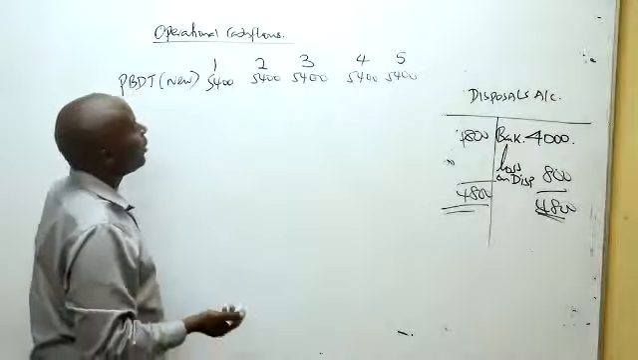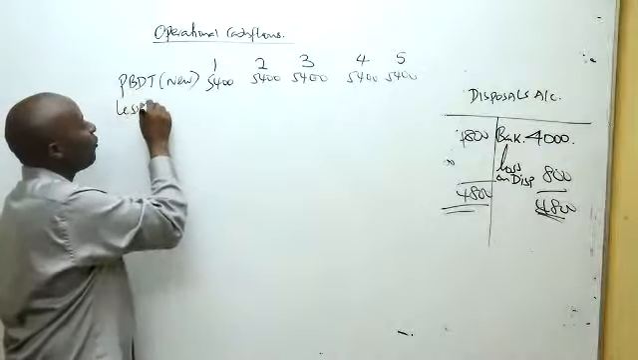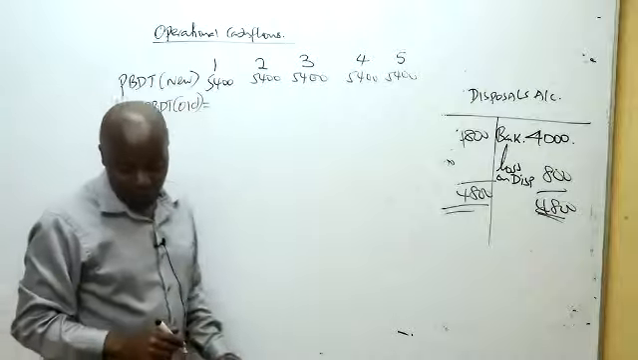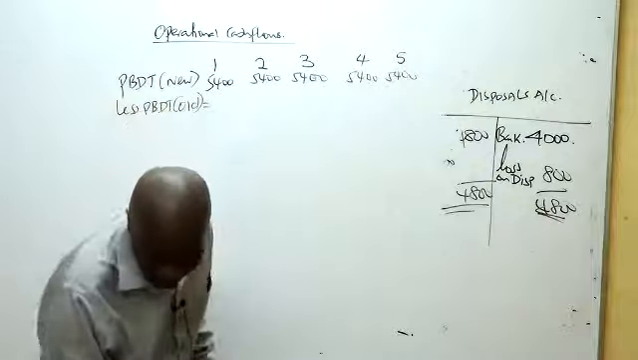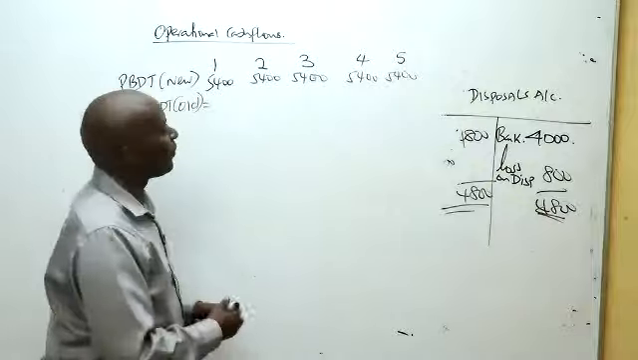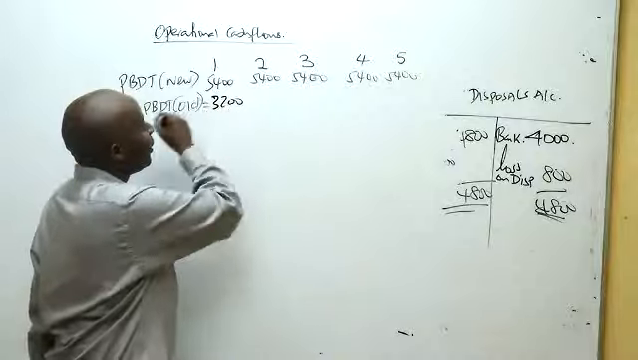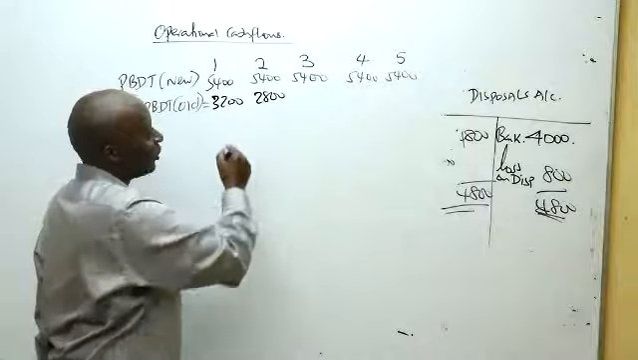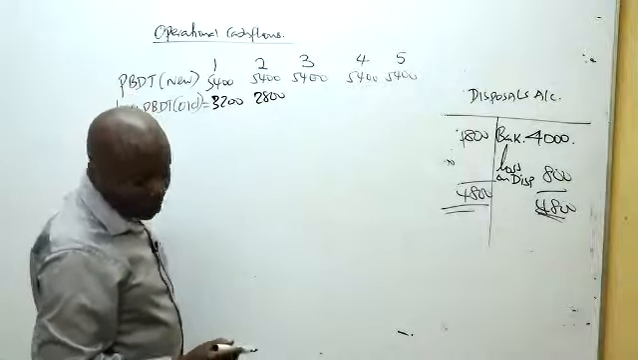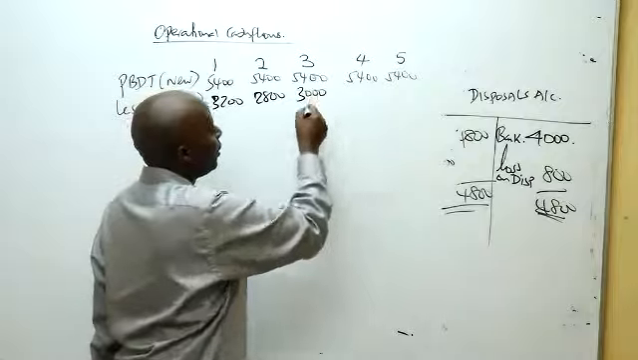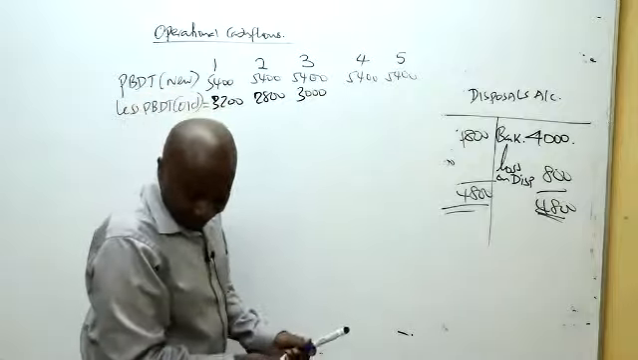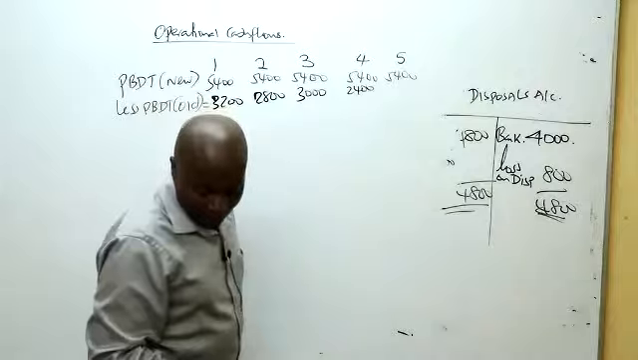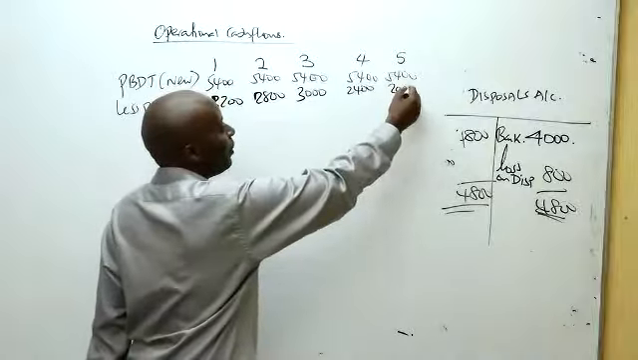I want an incremental, so less profit before depreciation of the old machine. So the old machine, what do we have there? I can see 3,200. We have 2,800. We have 3,000. We have, ladies and gentlemen, 2,400, and then lastly, we have 2,000.